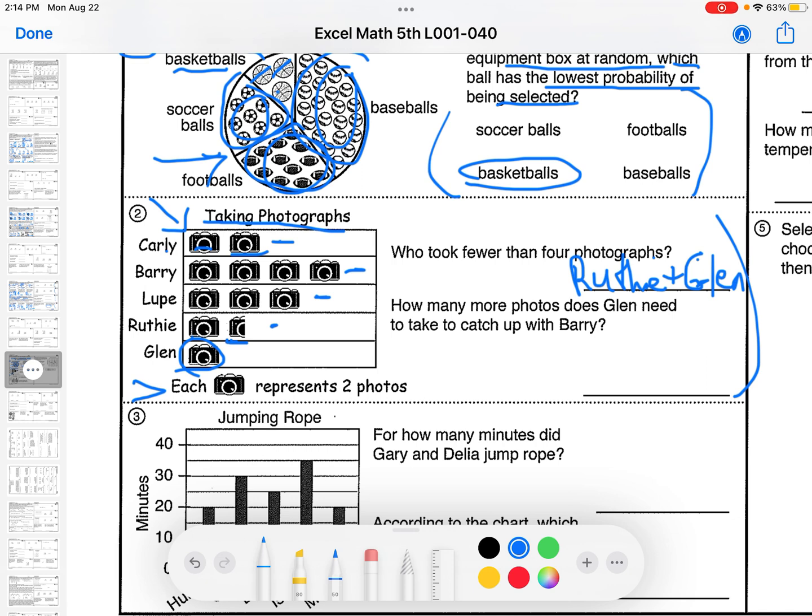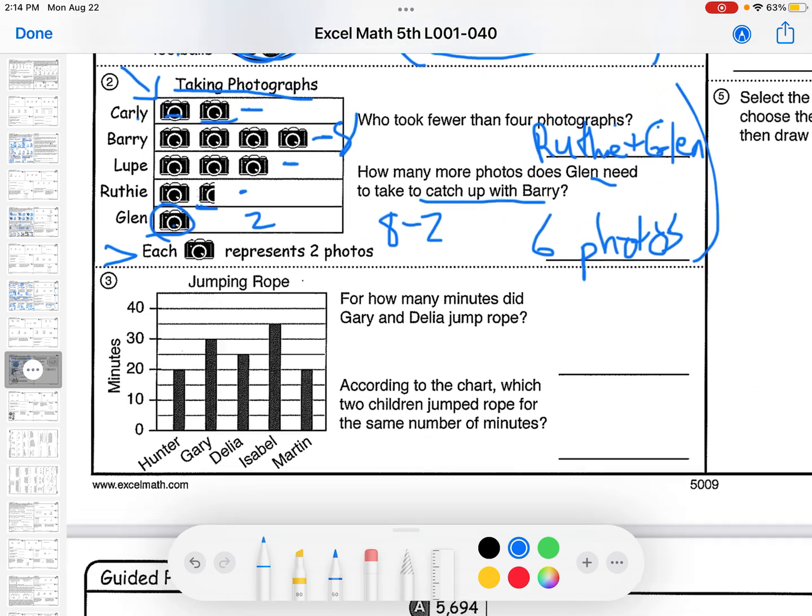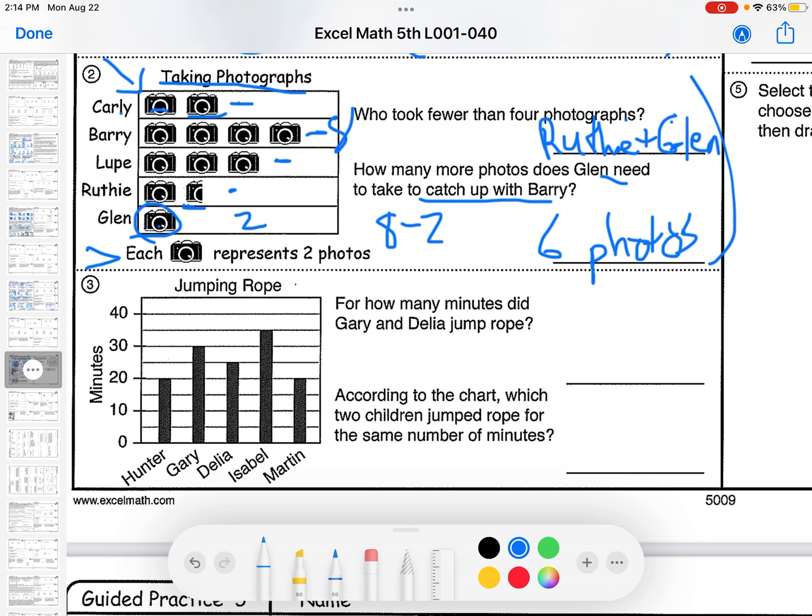How many more photos does Glenn need to take to catch up with Barry? Well, Glenn has done 2. Barry has done 8. So you should have a math problem right here. 8 take away 2 means that Glenn needs to take 6 more photos, or you can just write 6 photos there.